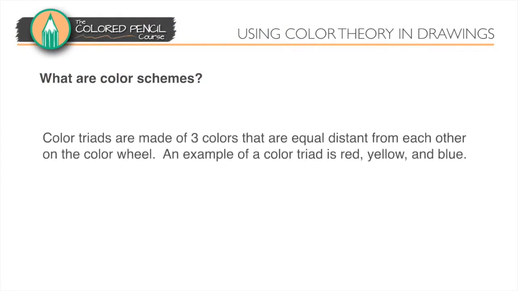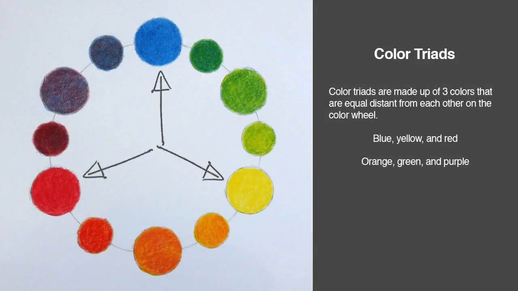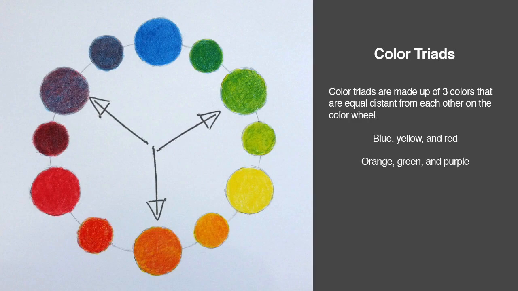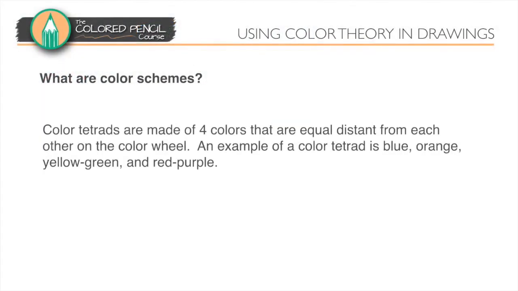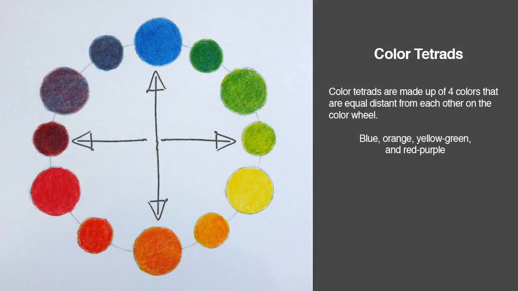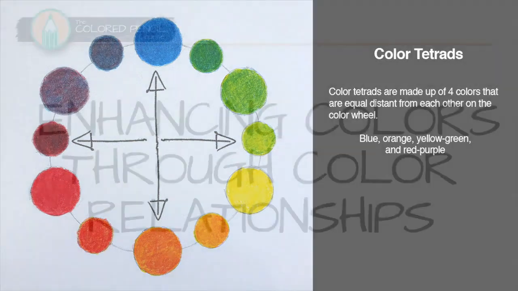Color triads are made up of 3 colors that are equidistant from each other on the color wheel. An example of a color triad is red, yellow, and blue, the primary colors. Another example is orange, green, and purple, another color triad. Color tetrads are made of 4 colors that are equidistant from each other on the color wheel. An example of a color tetrad is blue, orange, yellow-green, and red-purple. Here's a look at that relationship on the color wheel.